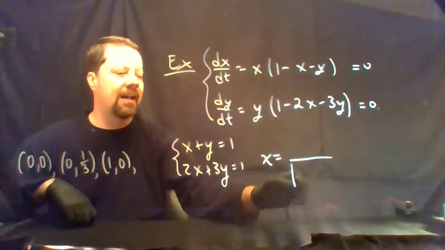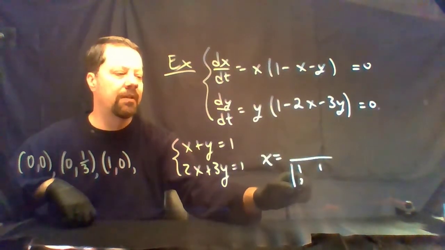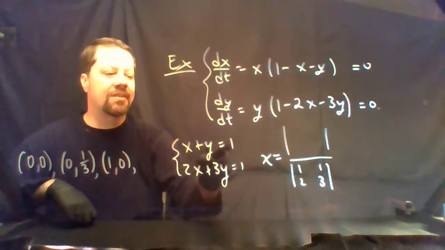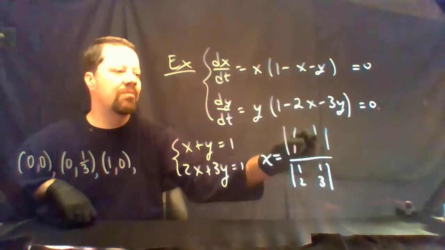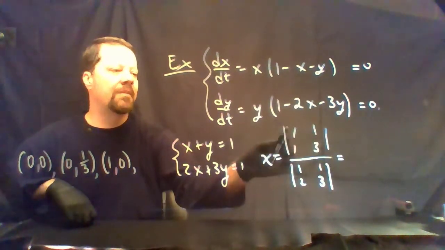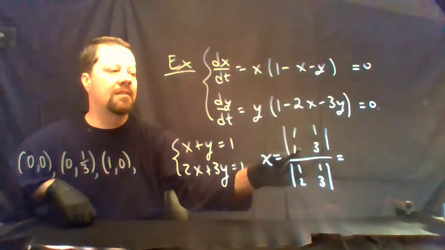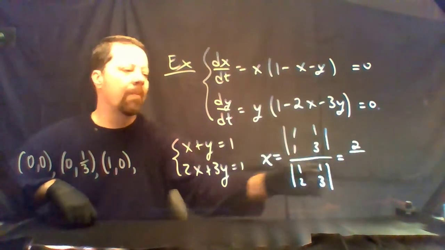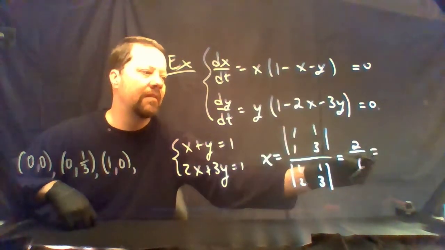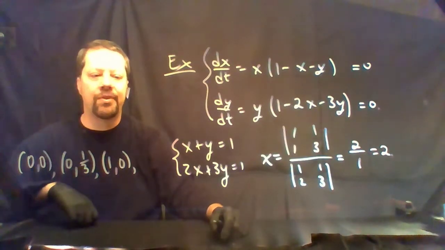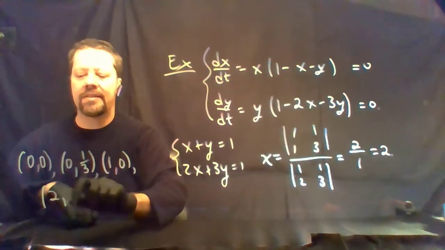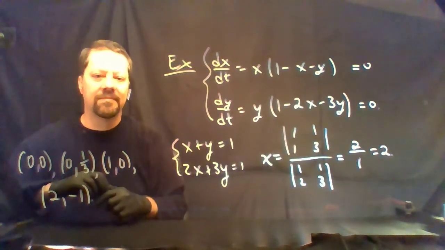The denominator for x is going to be the coefficient matrix 1, 1, 2, 3. The numerator is obtained by replacing the x coefficients with the right-hand sides. So we end up with 1, 1 down the first column and 1, 3 down the second column. The numerator is going to be 3 minus 1, which is 2, and the denominator is going to be 3 minus 2, which is 1. That gives us an x value of 2. Note that if x is 2, then y must be negative 1, giving us the final equilibrium point.